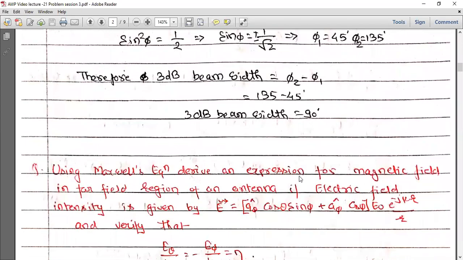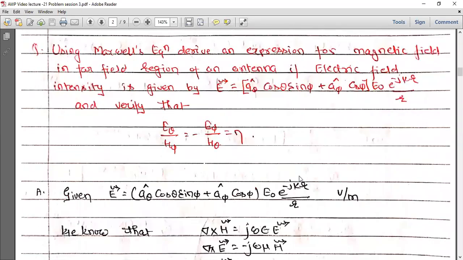Heading to the next question. The next question is a combination of theory and numerical. We will use some theoretical equations already in our hand and try to prove something. What you have to verify is this: using Maxwell's equations, derive an expression for the magnetic field in the far field region of an antenna. The electric field intensity is given by this expression here. So the first task is to find the magnetic field intensity.